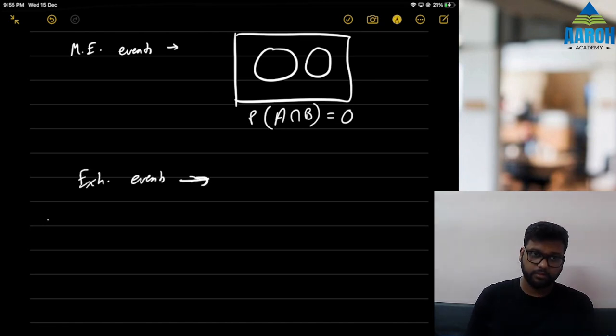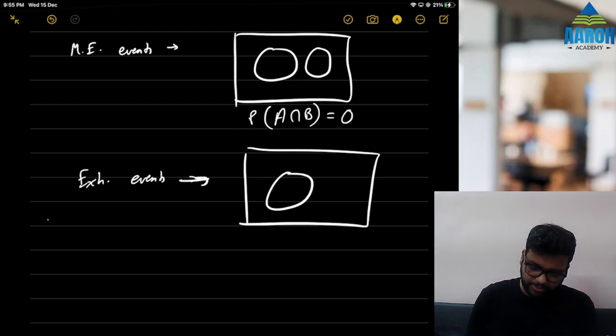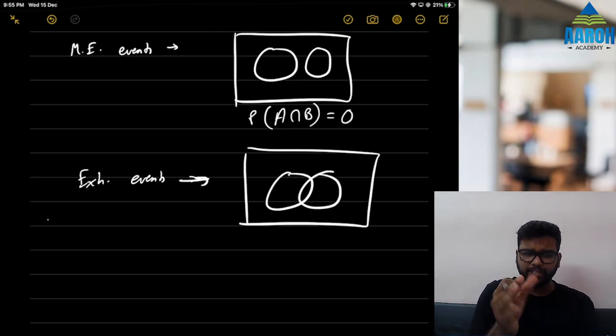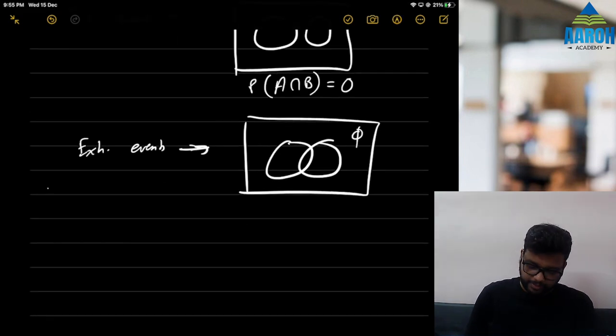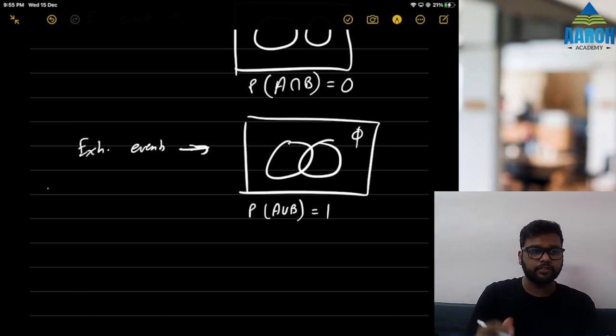What are exhaustive events? Correct. One of the events must happen. That means other than those events nothing can happen. That means if we have two events, they can be intersected or not. But this outside part is nothing, phi. That means if we do A union B and we take its probability, then it is 1 because it is everything.